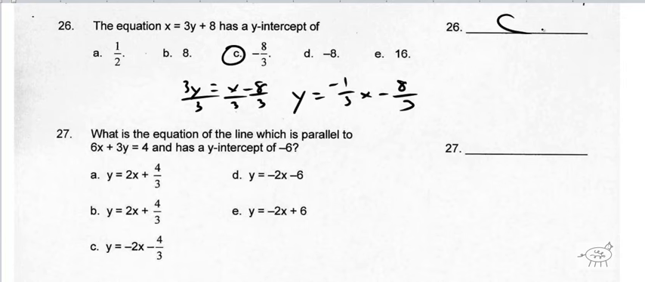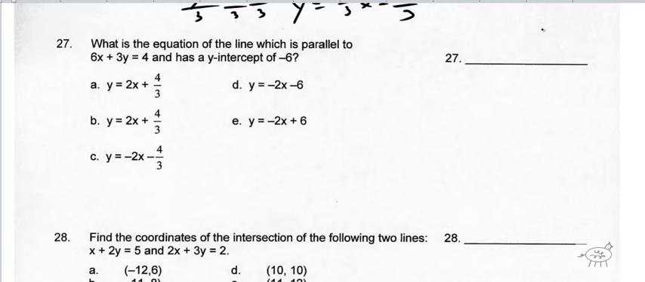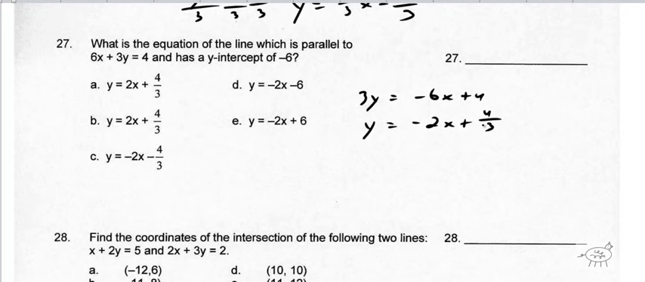Okay, not bad. 27, what is the equation of the line which is parallel to that and has a y-intercept of that? So remember, parallel means same slope. So if I solve for y for this guy, I get 3y equals negative 6x plus 4. So y is equal to, divide by 3, negative 2x plus 4/3. So my slope is negative 2, which gets rid of this one and this one, right? Get rid of two equations.